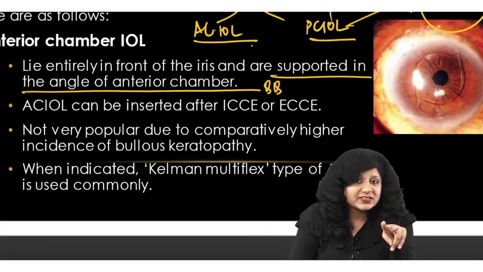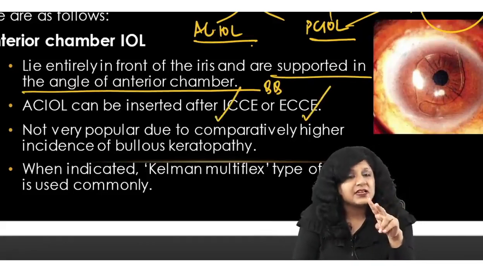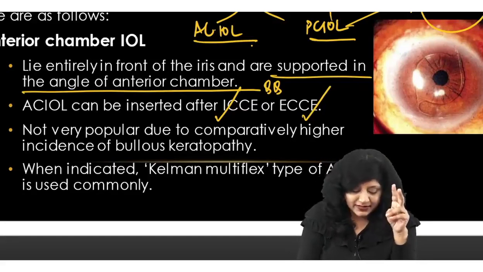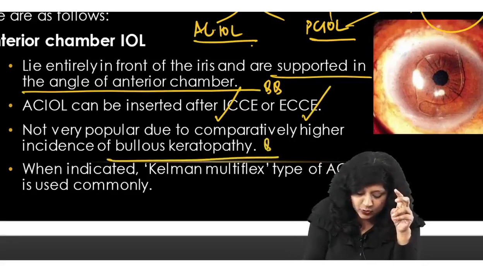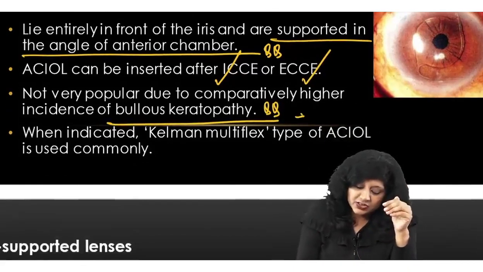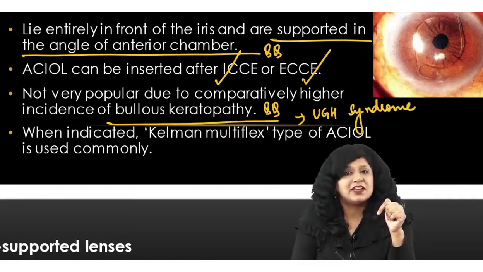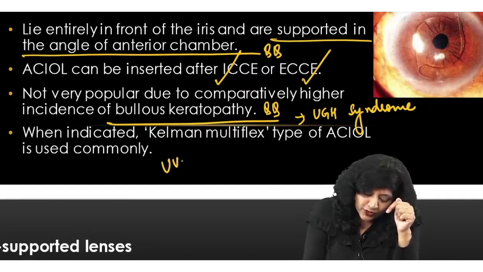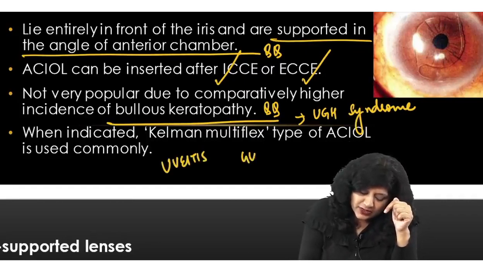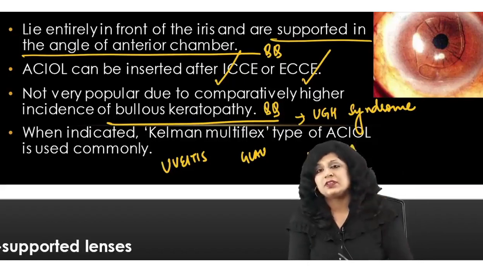The advantage is that you can give it in both ICCE as well as ECCE, but the chances of complications, especially bullous keratopathy, are very high. So you are not giving it. The chances of UGH syndrome are again very high. U for uveitis, G for glaucoma, and H for hyphema. All these chances are more. That is why you are not giving them.